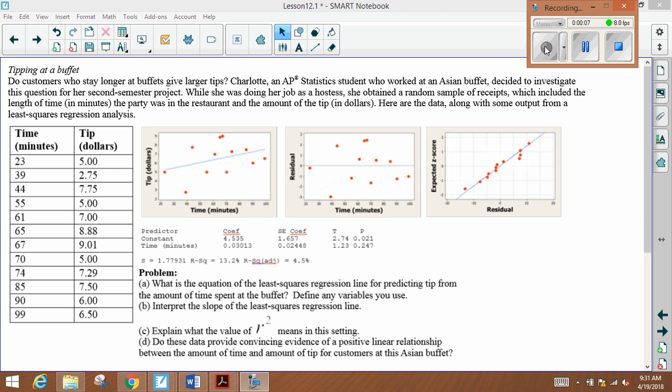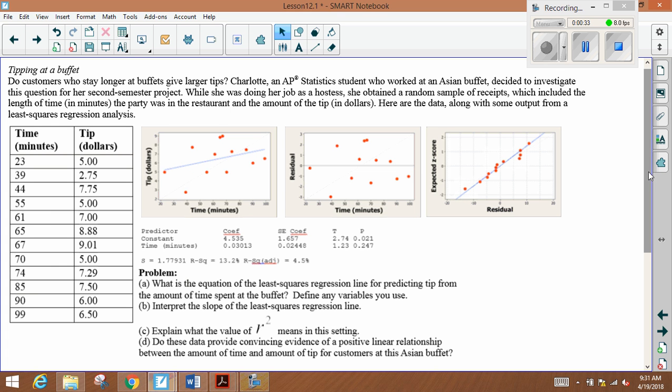This girl works at the Asian buffet. She has a random sample of receipts that has both the tip size and the amount of time that people stay. And she thinks that people that stay longer tip more. So we're going to figure out if that is indeed true based on the sample that she is given.